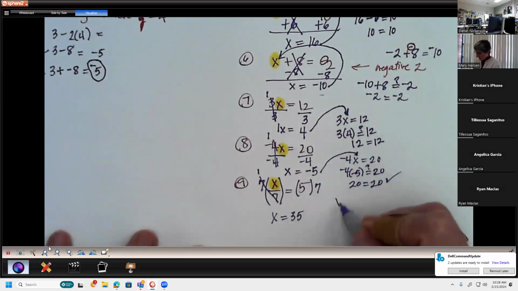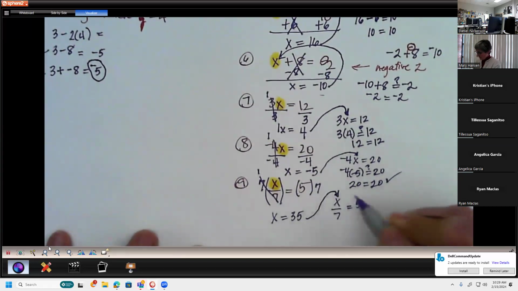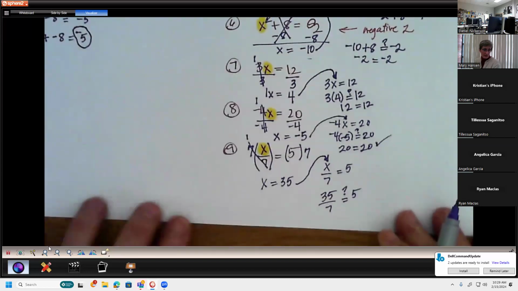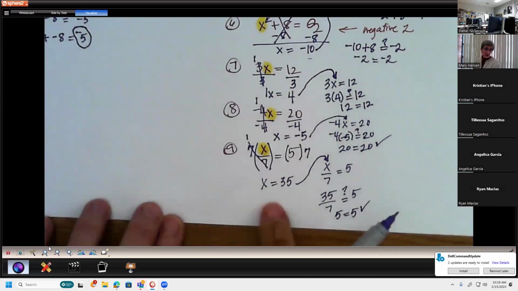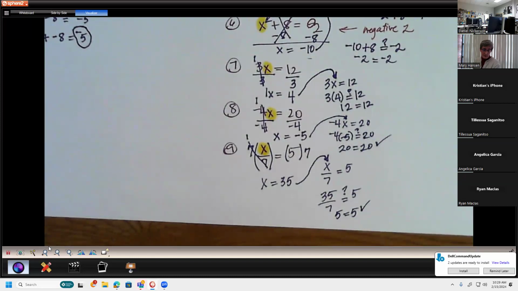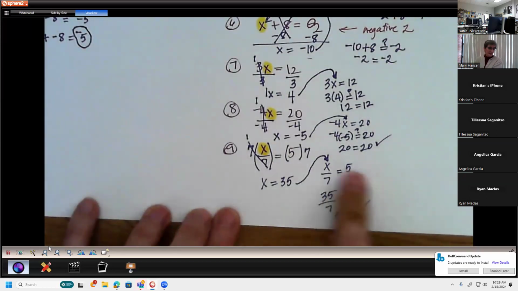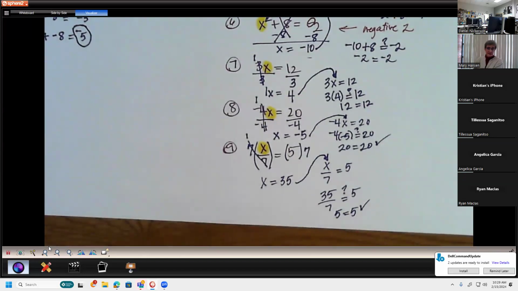And so if I want to check my work, the original problem was this. I plug in the 35 where the x is, and I'm asking the question, is 35 divided by 7 equal to 5? 35 divided by 7 is 5, and so they are equal. And that means my original answer should be correct, barring any other mistakes that I've made that cancel each other out. But you can know pretty confidently, if you can plug in your value and make a true statement, that this answer should be correct.